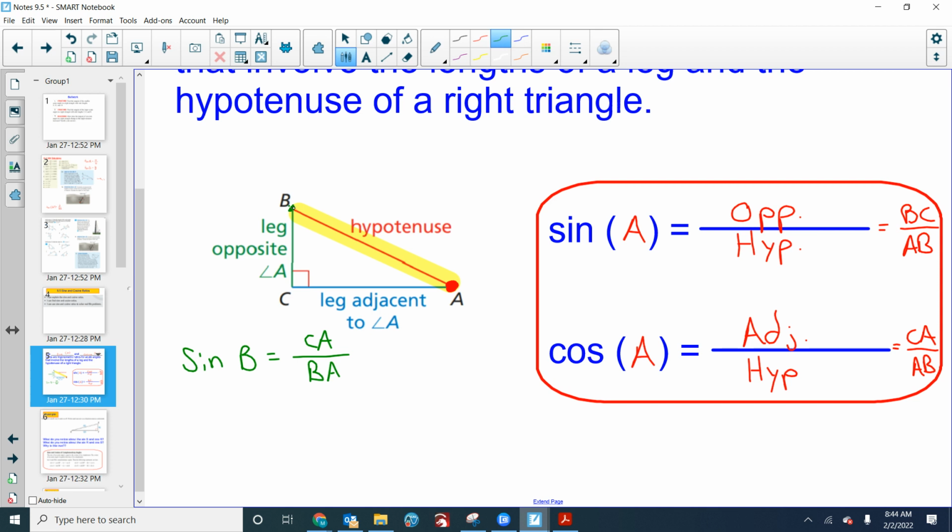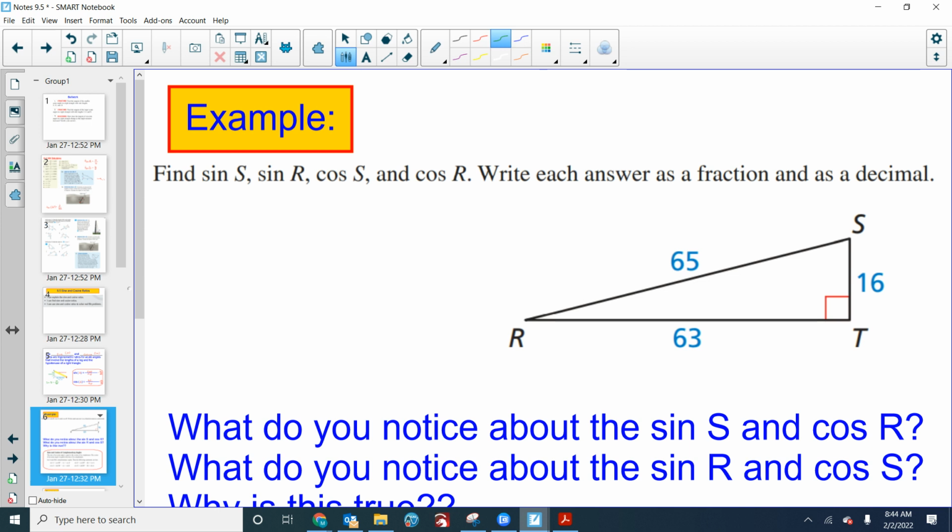Got it? So it just depends. It's always opposite over hypotenuse. It just depends which acute angle we're on. It's not that bad. All right. Find the sine of S, sine of R, cosine of S, and cosine of R. Write each answer as a fraction and as a decimal.